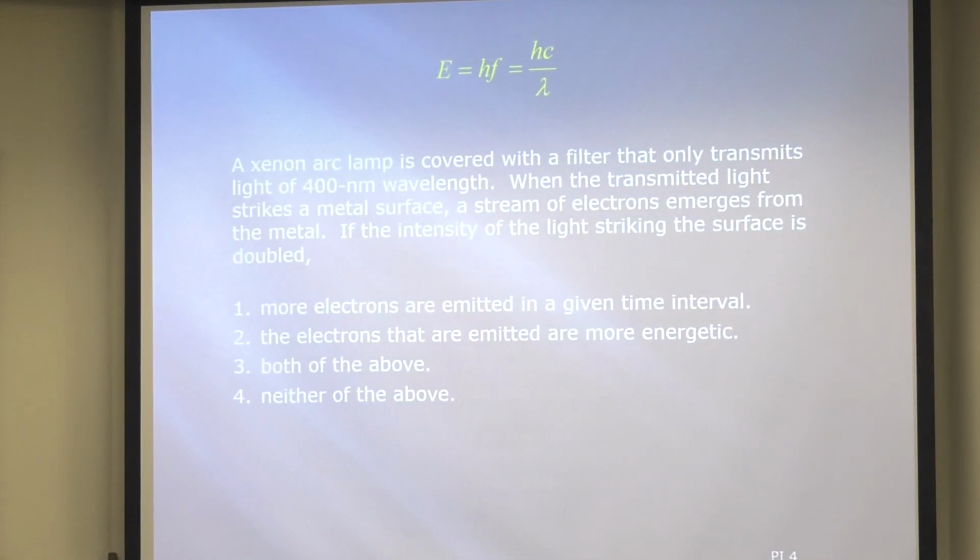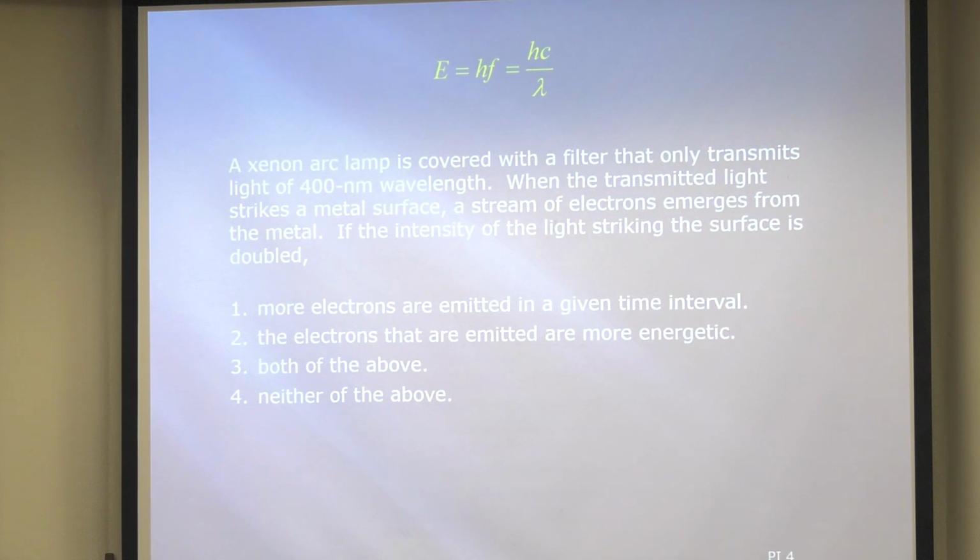Okay, finally you get to answer a question. A xenon arc lamp is covered with a filter that only transmits light with a wavelength of 400 nanometers. When the transmitted light strikes a metal surface, a stream of electrons emerges from the metal. In other words, the frequency of the 400 nanometer light exceeded the threshold frequency. If the intensity of the light striking the surface is doubled, what happens? This is basically a question of what we just discussed. So pause your video and figure it out.